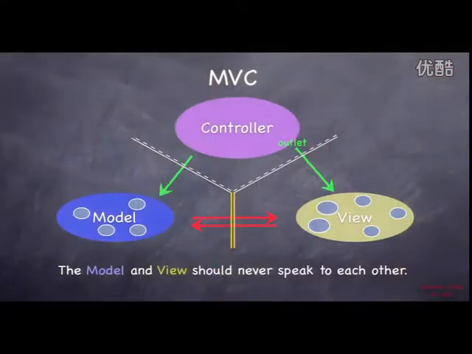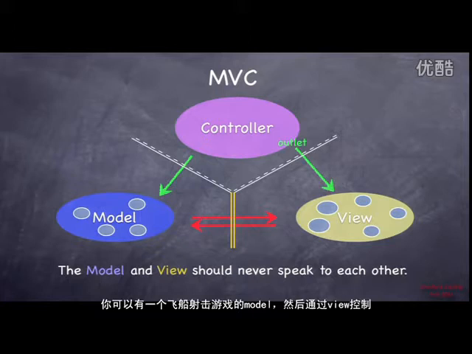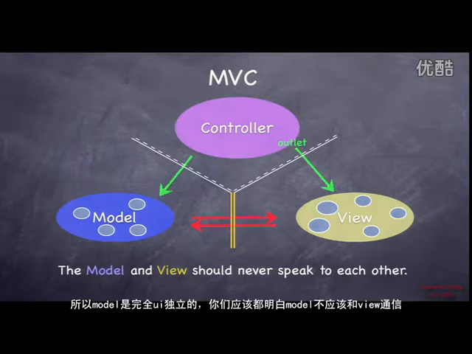How about the model and the view? For the purposes of this class, they never talk to each other ever. Now, I'm sure you can understand why the model would never talk to a view. The model is user interface independent. You could have a model for a space shoot 'em up game where the user interface is command line. Move ship to XYZ, shoot ship. I mean, you could. It would be kind of silly, but you could. So the model is completely UI independent. So I think you all agree there should be no communication from the model to the view. The model should have no idea what the views are.